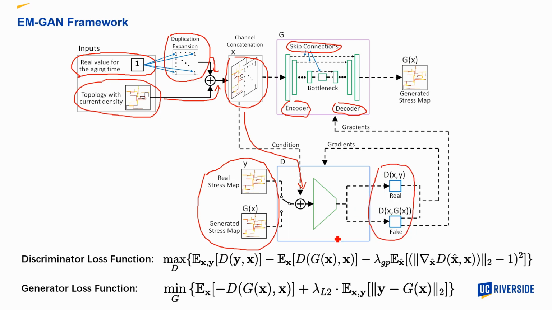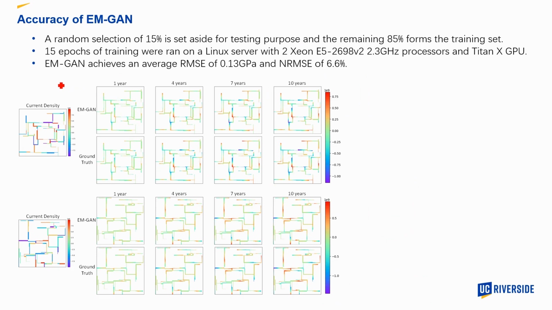One thing I'd like to mention here is that the generator's loss function is actually not only determined by the discriminator. As you can see here, we also added the L2 norm loss, which also helps to improve the final results accuracy. For the training of the EM-GAN model, we randomly selected 15% of the dataset for testing purposes and used the remaining 85% to form the training set. The model was trained for 15 epochs, and our test results show that the EM-GAN achieves an average root mean square error of 0.13 gigapascal.